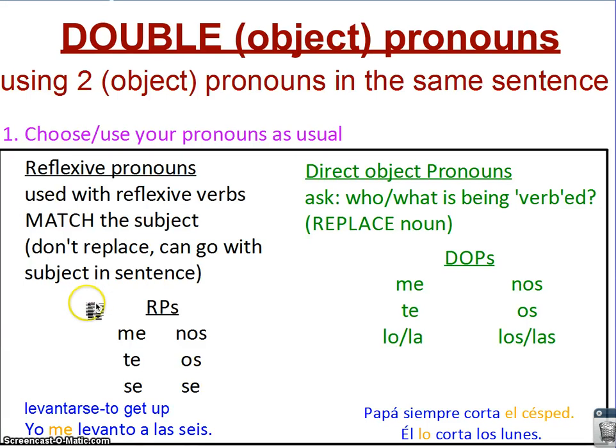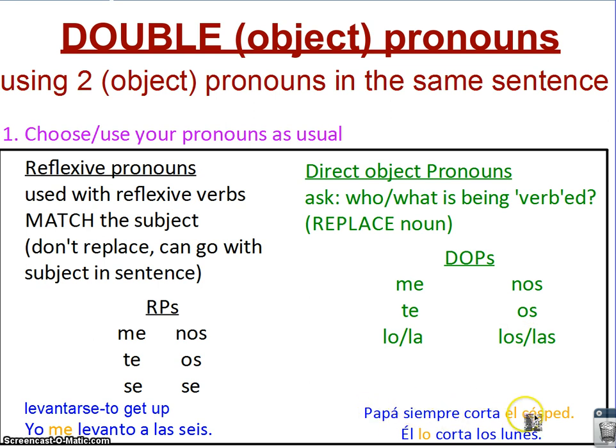So you might have a reflexive pronoun with a direct object pronoun, which you guys know to find a direct object pronoun, you ask who or what is being verbed. These do replace the noun that they are referring to. And your direct object pronoun choices are me, te, lo, la, nos, os, los, or las. And in an English sentence, you know that they refer to me, you, him, her, or it, us, you guys, them, or you guys. And here's an example down here.